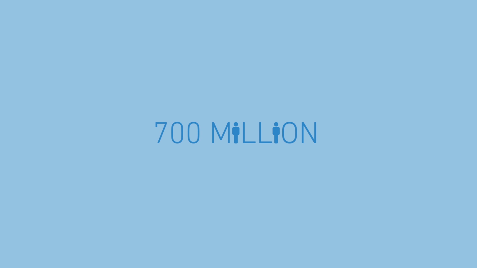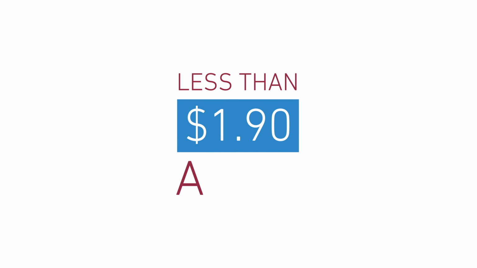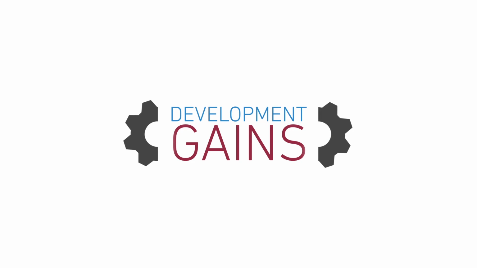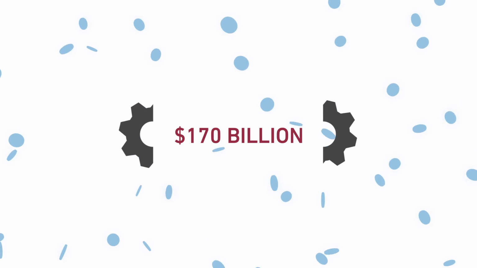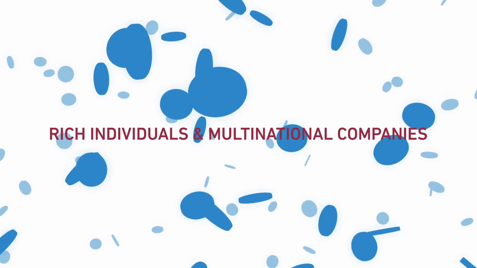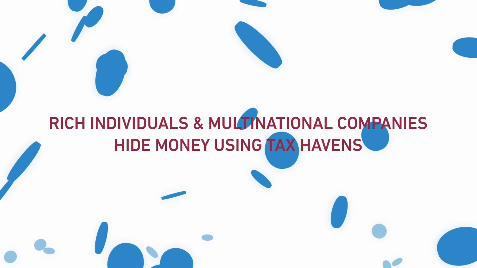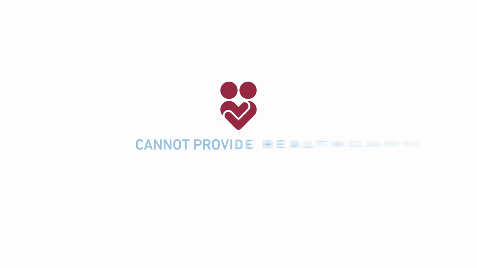Today, 700 million people are living in extreme poverty with less than $1.90 a day to cover all their needs. Corruption bites into development gains, and developing countries lose at least $170 billion in tax revenues each year because rich individuals and multinational companies hide money using tax havens. Unfair trade barriers generate and sharpen inequality. Poor countries deprived of funds cannot provide health care, good education, and basic needs to all their people.